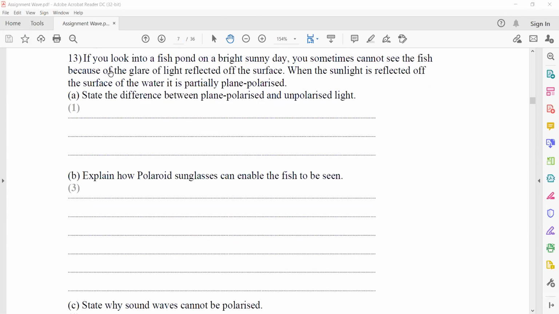Question 13. If you look into a fish pond on a bright sunny day, you sometimes cannot see the fish because of the glare of light reflected off the surface. When sunlight is reflected off the surface of the water, it is partially plane polarized. State the difference between plane polarized and unpolarized light. So the difference is that unpolarized light has vibrations in many planes, whereas for polarized light, the vibration is only in one plane.